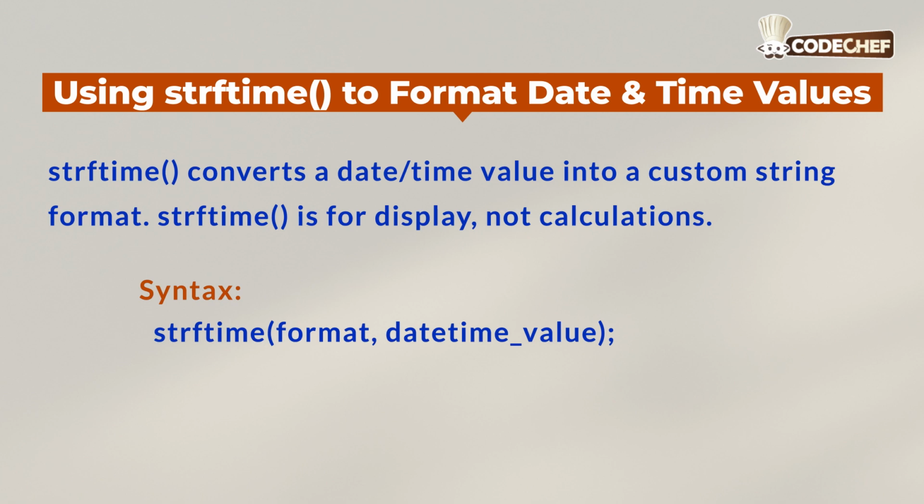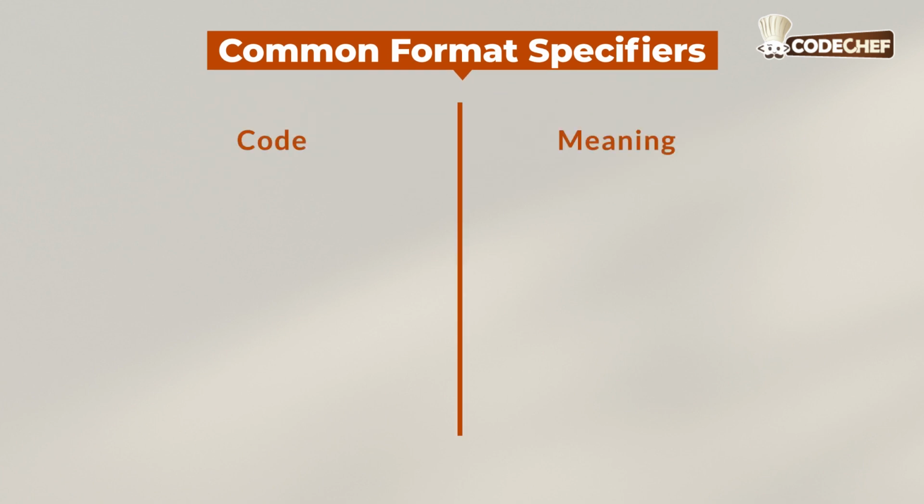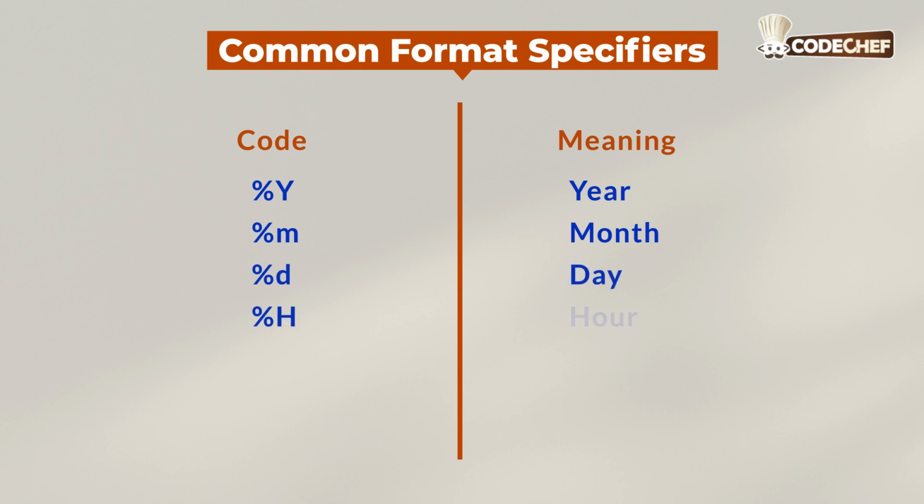Now inside the bracket, as you can see, the first part is format. So there are some common formats that we put here to make the function work the way we want. Let us discuss those common format specifiers. So if I write %Y, it means year, %m, month, %d, day, %H, hour, %M, minute, and %S, second.